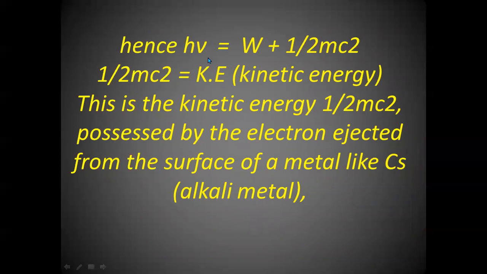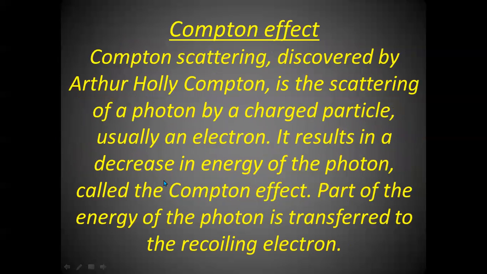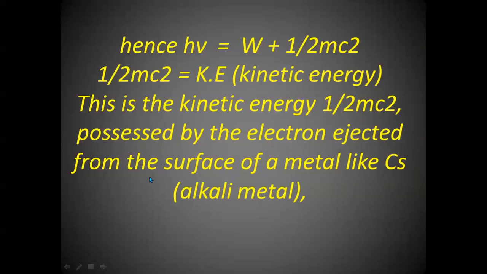The kinetic energy possessed by the electron is given by half mc square, where m is the mass of the electron and c is the velocity of the electron. Half mc square is called kinetic energy. It is the formula we can use to find kinetic energy. So this is the kinetic energy possessed by the electron which is ejected from the surface of a metal like cesium.